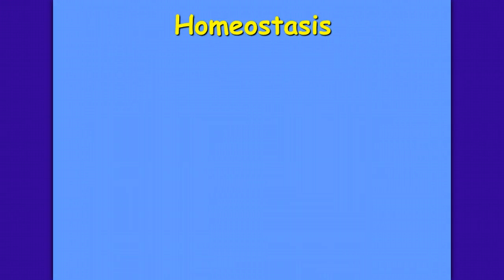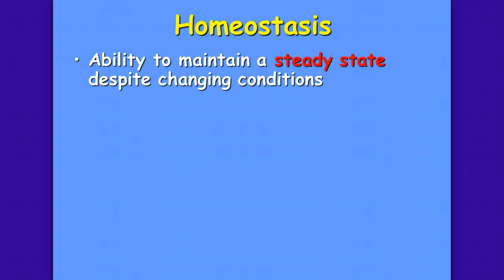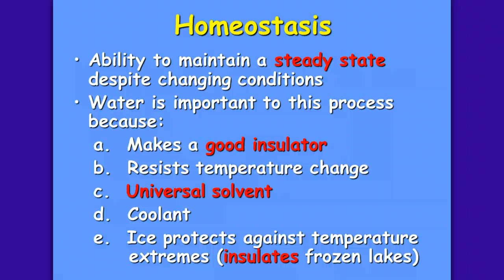So what does this mean for us? One of the characteristics of life is the fact that we can maintain homeostasis. Homeostasis is the ability to maintain a steady state despite changing conditions, whether those are in the environment or within the organism. So water is important to this process because it makes a good insulator.